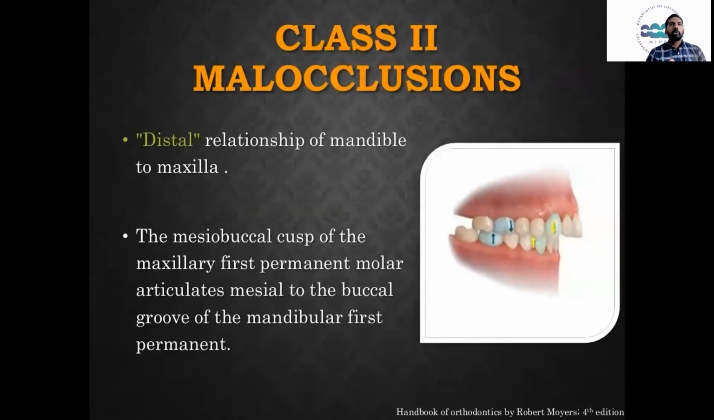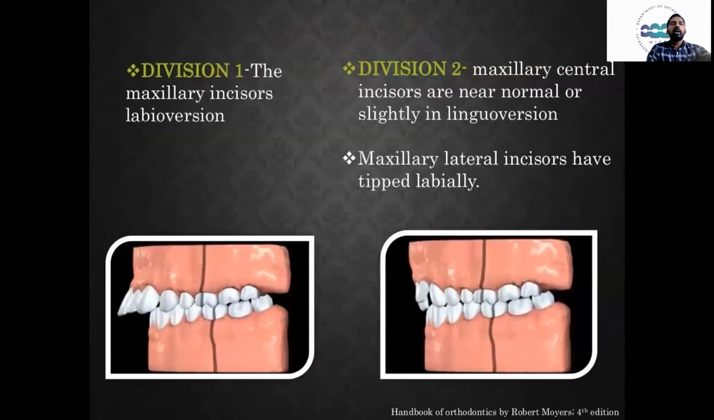Moving on to class 2 malocclusion. In class 2 malocclusion, there will be a distal relationship of the mandible with respect to the maxilla. The mandibular arch will be distally or backwardly placed in relation to the maxilla or the cranium. So the distobuccal cusp of the maxillary first molar occludes on the buccal groove of the mandibular first molar. This class 2 malocclusion can be broadly divided into two categories, division 1 and division 2.